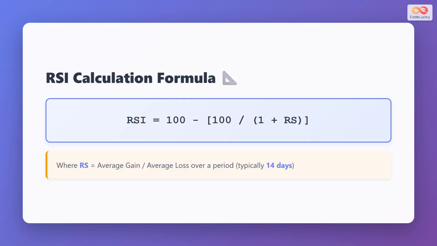The RSI formula is RSI equals 100 minus the quantity 100 divided by the quantity 1 plus RS. RS stands for relative strength, which is calculated by dividing the average gain by the average loss over a specific period. The standard period used is 14 days, though traders can adjust this based on their trading style and time frame.